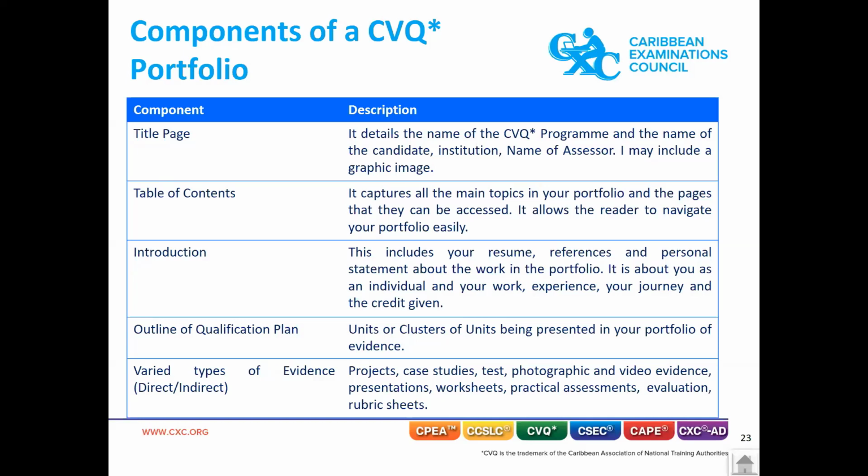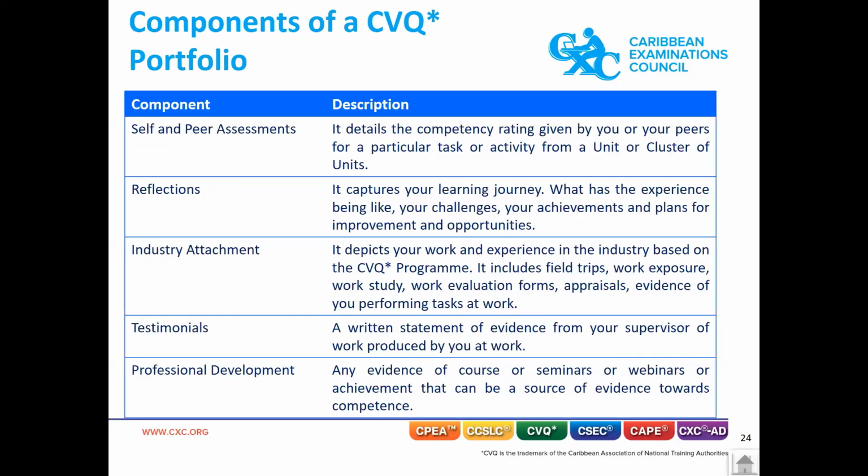And then the varied types of evidence. Remember, I was speaking to you about the direct and the indirect and third party. You have projects, case studies, tests, photographic and video evidence, presentations, worksheets, practical assessments, evaluation, rubric sheets. And these are just examples. These are just to include, because there are several types of assessments that can be used, whether they be direct or indirect.